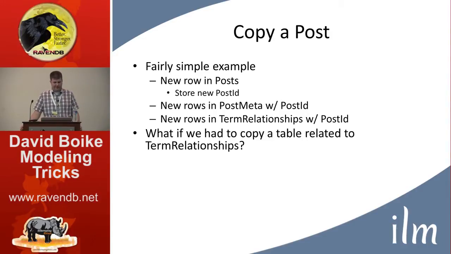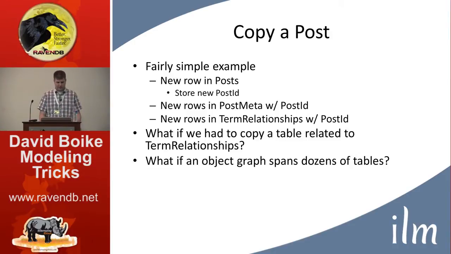What if we wanted to copy a table related to term relationships? Because that already has a foreign key. So now we have to keep track of more than just the post ID that we're creating new IDs for. It's a whole list of them. What if an object graph spans dozens of tables, or 35 in my case? One of mine had a hierarchy in it with all the parent-child relationships. That would have really been impossible.